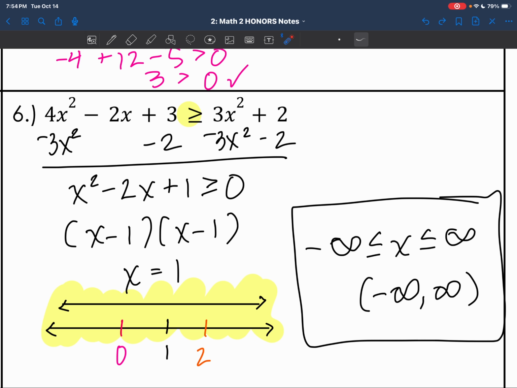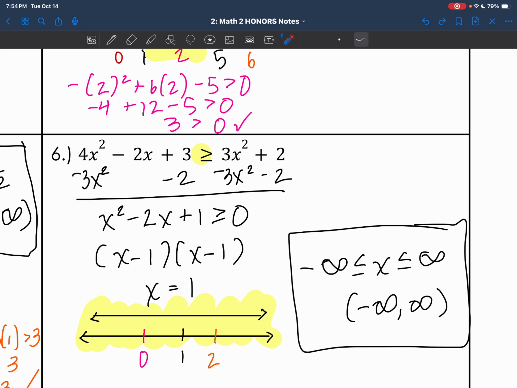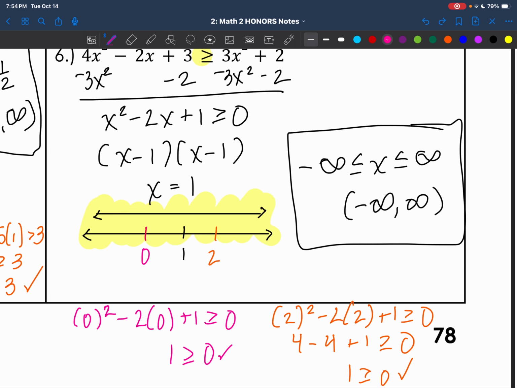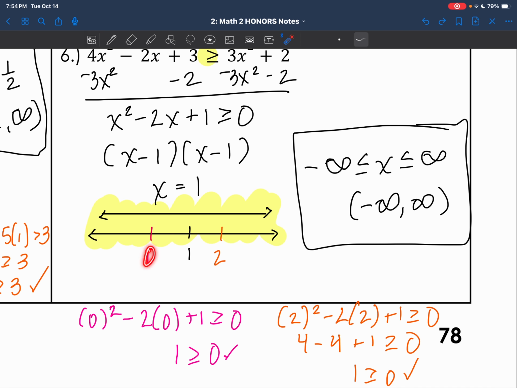So there's not really any other, it's just here. So we're going to pick a point on this side and a point on this side and determine, okay, well, if I substitute in 0, what's going to happen? Well, if I put 0 here and 0 here, I'm going to get 0. All right. So when I plug in 0, I'm going to get 1 is greater than or equal to 0. Well, that's true. So I'm going to shade here.